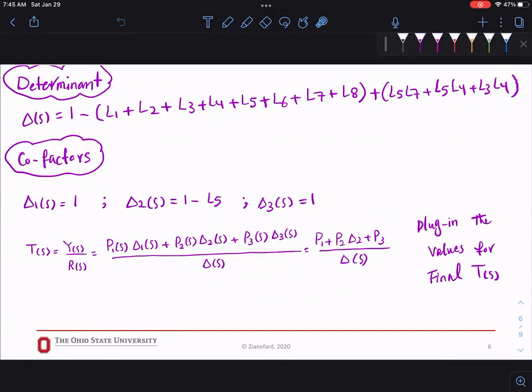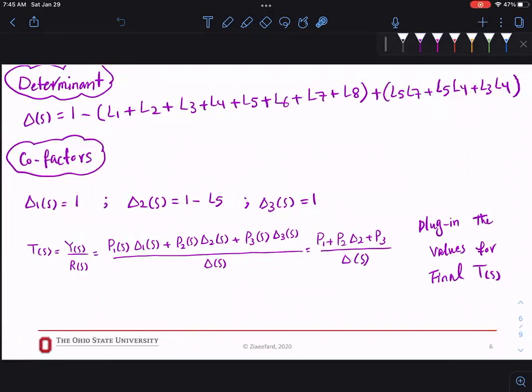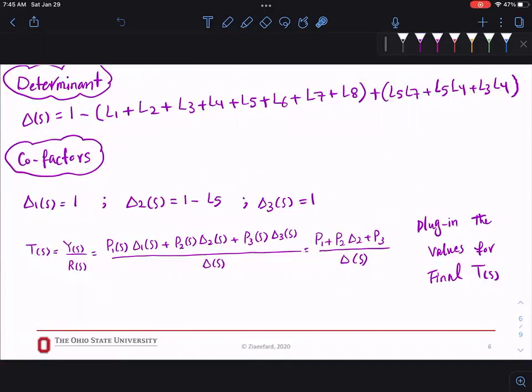So you see that this cofactor, even though the graph looked complicated, the cofactors are not that hard. So now I'm going to use the Mason gain formula again. Write TS equals P1 delta 1, P2 delta 2, P3 delta 3, because K is 3, divided by my determinant. Now you have here the values: P1 times 1, P2 times 1 minus L5, and plus P3, divided by delta S. So just plug in the values to find the final transfer function.